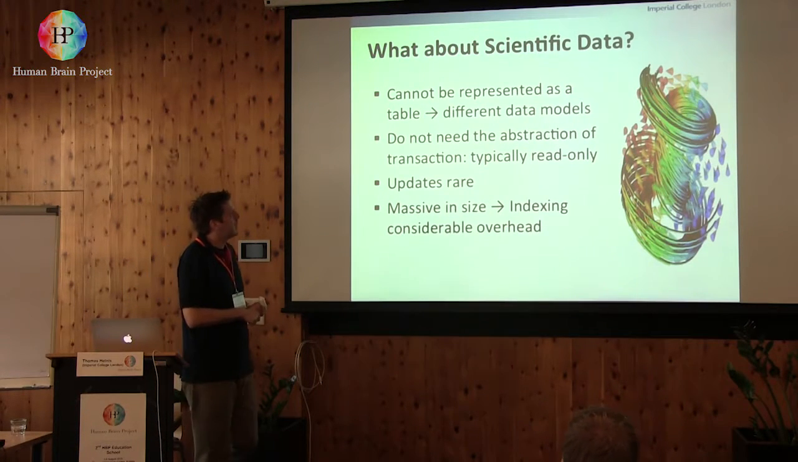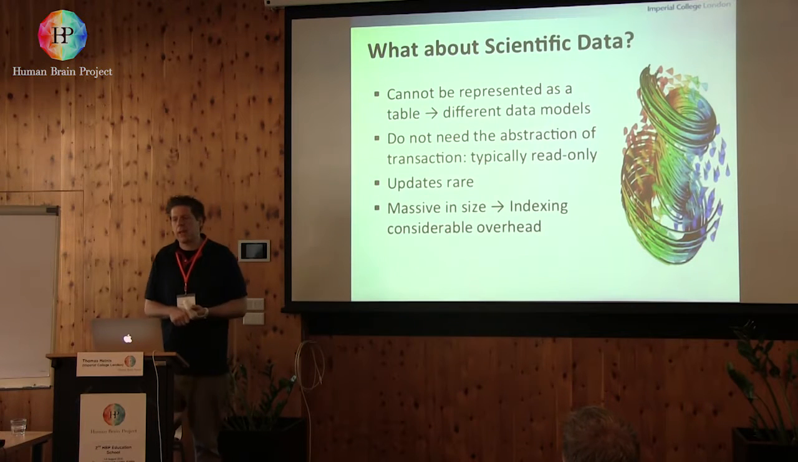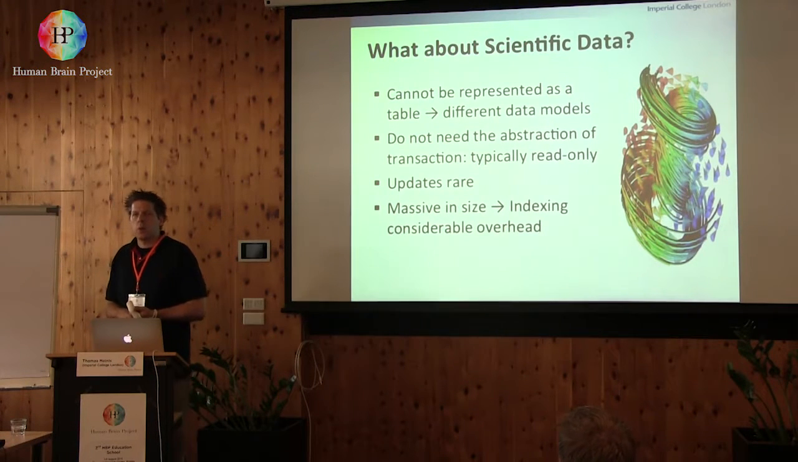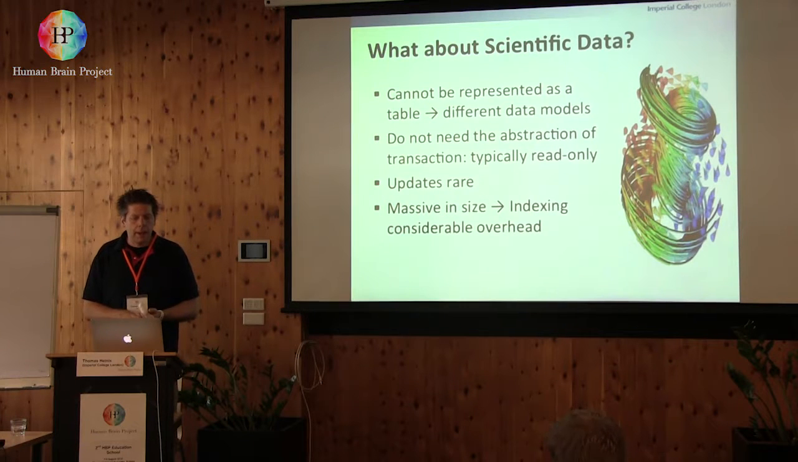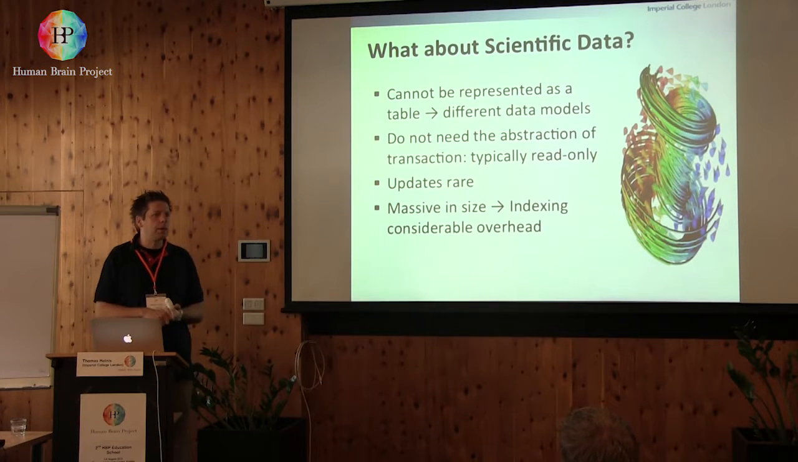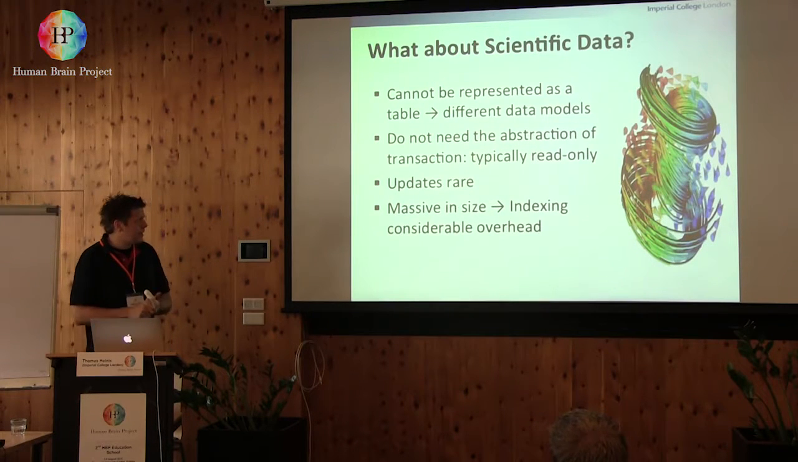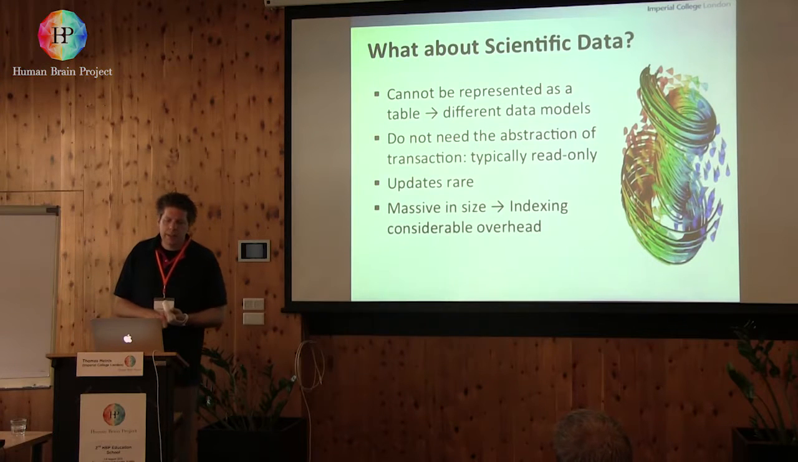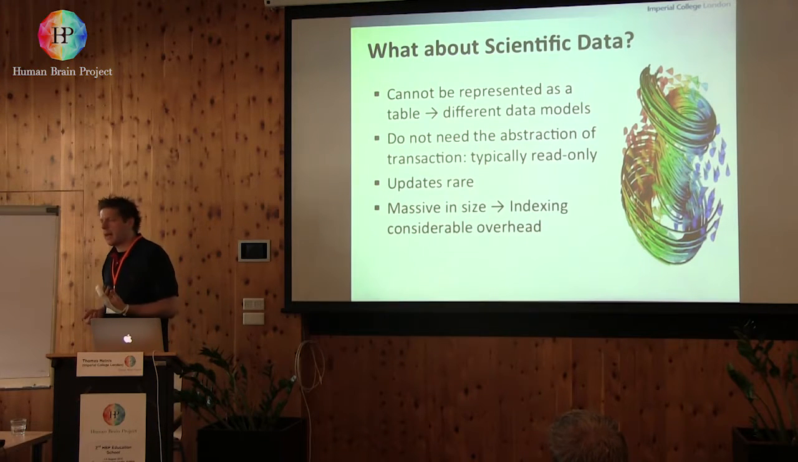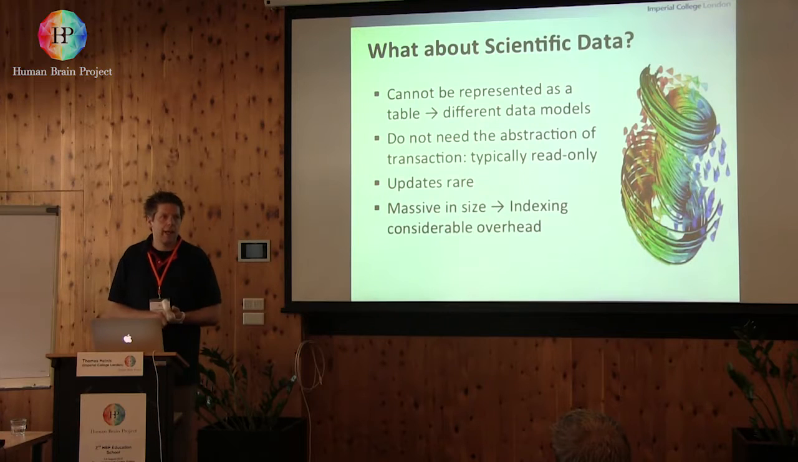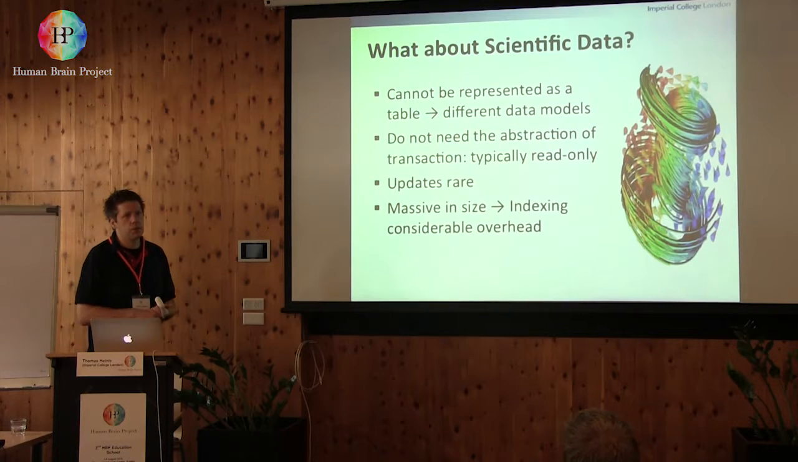And the data in scientific applications typically cannot be mapped easily onto tables. It's not dimensional data, it's sometimes very unstructured, and it's really ugly data to deal with. And lastly, it's also massive in size, and that means indexing is considered overhead, like the B-tree index. That can be quite an overhead if you have to do this for gigabytes and terabytes of data.